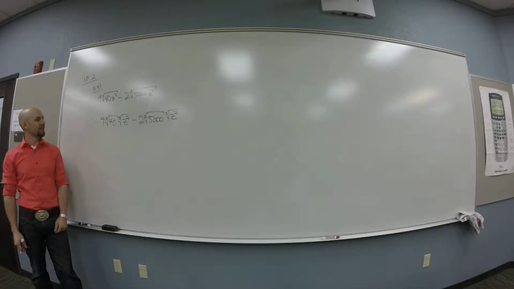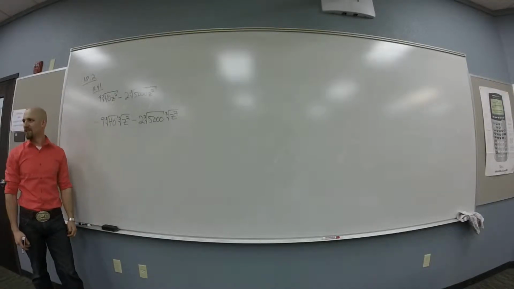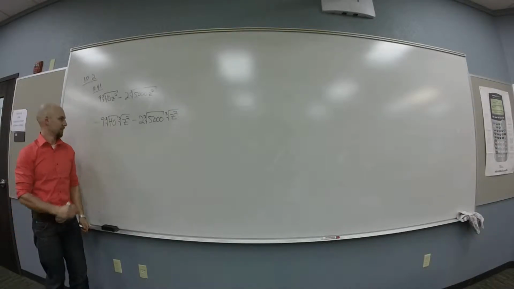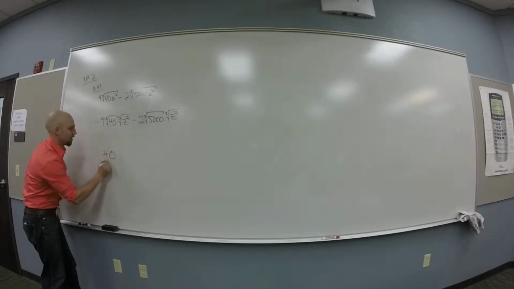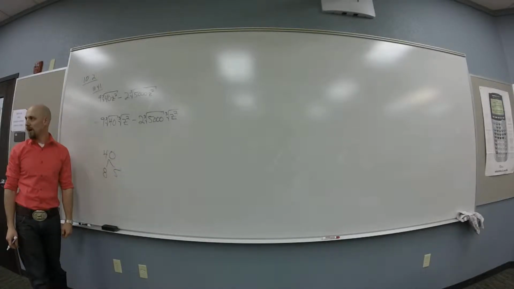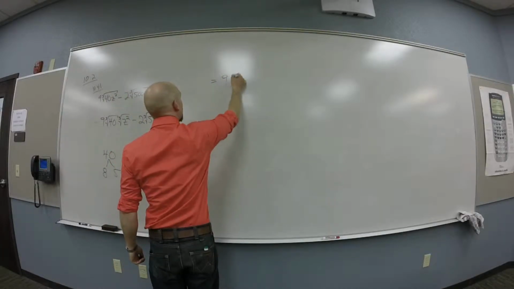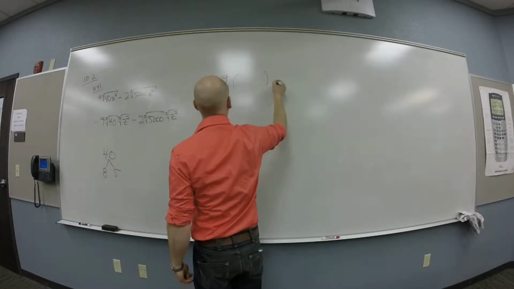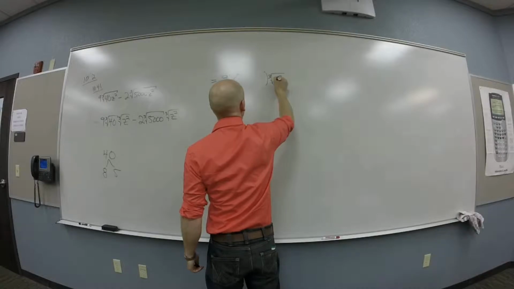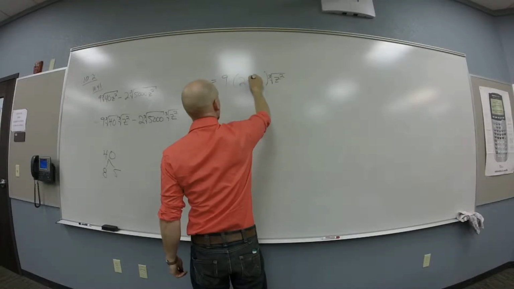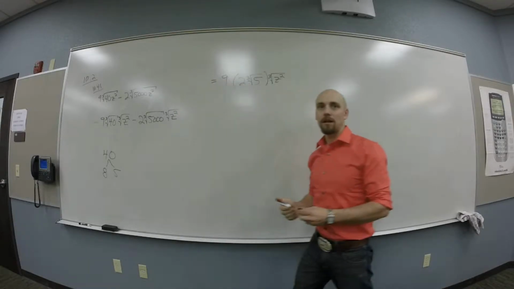So now I need to do cube root of 40. 8 and 5. So I should think about 40 as 8 times 5. And I know the cube root of 8. So what can I replace my cube root of 40 with? 2 cube root of 5. Good.